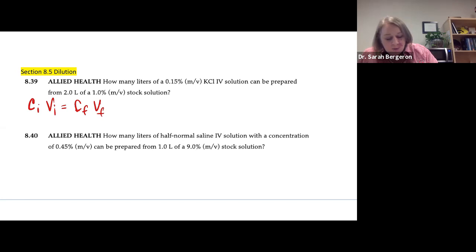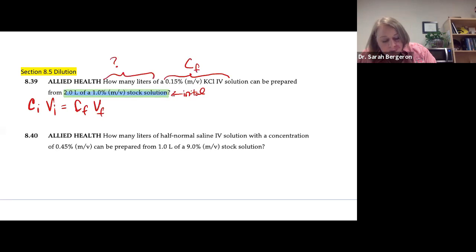Oh, lots of information there, but it's not so bad. They're telling you that this is the stock. Oh, that's really weird, but that's okay. Okay, so they're telling you this is the stock. So the stock is initial. Those are your initial values. That's your initial volume and your initial concentration. And what they're telling you is that you have a final concentration of 0.15% mass by volume. And the question is, how many liters? So what we don't know is our volume final.